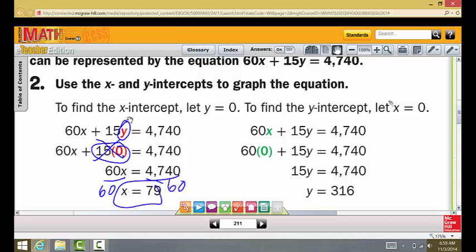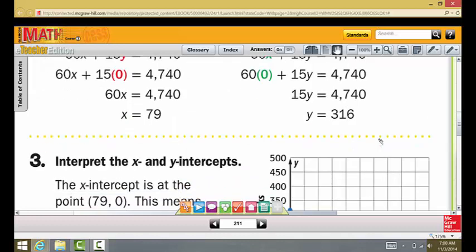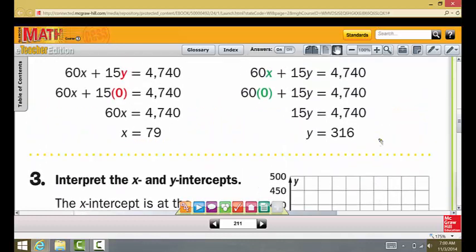To find the y-intercept, all you have to do is put x equals 0 into the equation. So in this case, we're going to put a 0 here, and that is going to eliminate our x value. So we're going to have 15y equals 4,740. Divide both sides by 15, and we end up with y equals 316. We have x equals 79 and y equals 316, and of course we can then, at that point, graph that line on a coordinate plane.